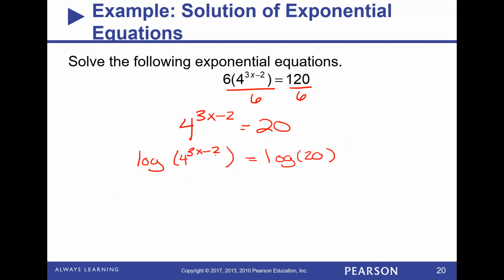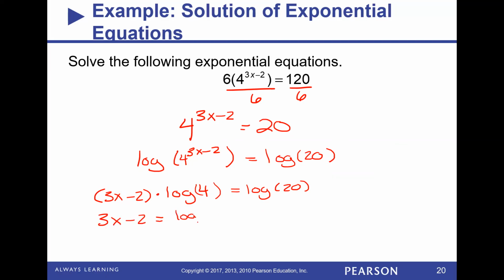Now I have to be a little cautious here. This power has multiple terms in it. So this is 3x minus 2. All of that is times the log of 4. My x is trapped inside of this power parentheses, so I'm going to get rid of that log of 4 first. I'm going to do that by dividing it to the other side. Why am I dividing? The opposite of multiplication is division.